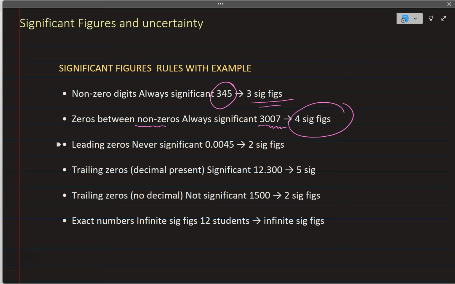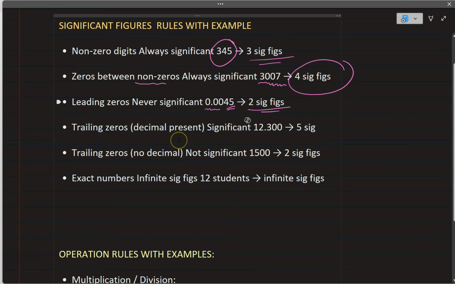Leading zeros, never significant. Look what's happening here, 0.0045. None of these zeros are significant. So only 45, 4 and 5, there are 2 significant figures, and that's it. Trailing zeros, decimal present. So this is a trailing zero. There's a decimal here, and if it is, that is significant. And now you count them: 1, 2, 3, 4, 5. That's 5 sig fig. Very nice.